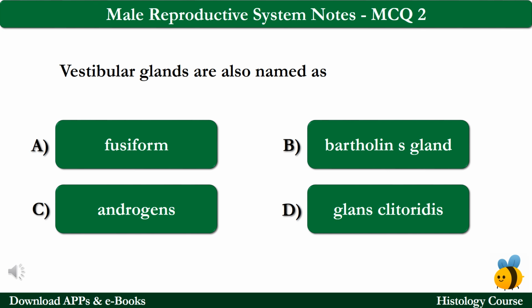MCQ number 2. Vestibular glands are also named as option A falciform, option B Bartholin's gland, option C androgens, and option D glans clitorides. The correct answer is option B, which is Bartholin's gland.